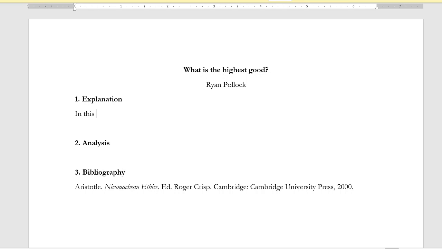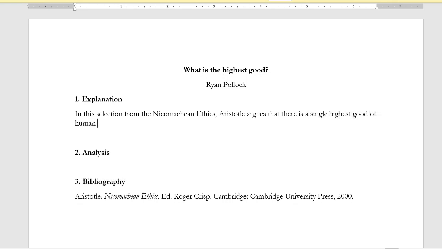If you have a sentence like this in your explanation section, then I can see you're on the right track here. You might say, so in this selection from the Nicomachean Ethics, Aristotle argues that there is a single highest good of human life. Okay, so what does a sentence like this do? It comes out immediately and it tells the reader, this is the conclusion that the author is arguing for.